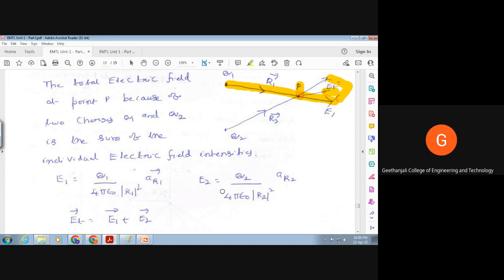So in the next class, we are going to discuss the line charge, and how the electric field intensity can be obtained due to a line charge.